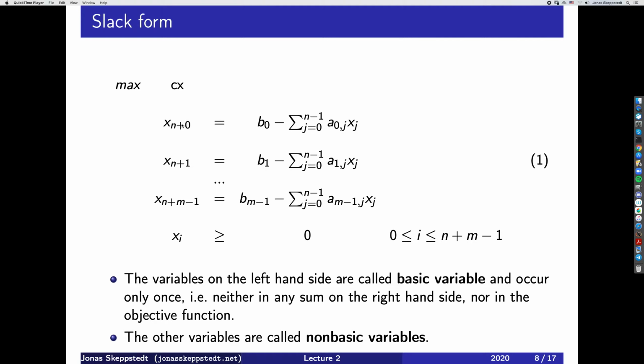So a variable is always either a decision variable or a slack variable, and sometimes they are basic variables and other times they are non-basic variables. But the basic variables are always to the left, and those to the right are always the non-basic variables. And in the objective function there are no basic variables, only non-basic variables.